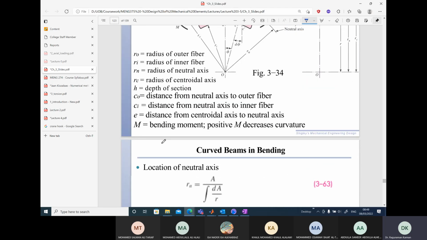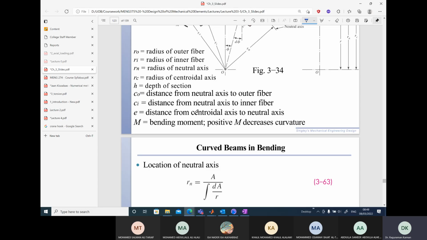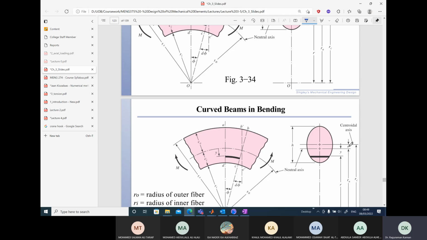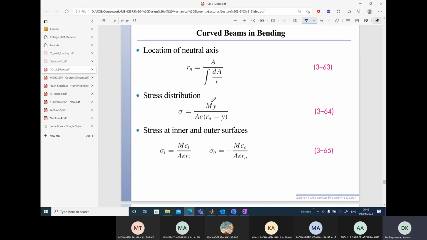Rn, how do we figure it out? Rn is obtained by this formula, area of cross section divided by integral dA over R. So once we find Rn, then we can find the other quantities. What is e? It is the distance from the centroidal axis to the neutral axis. So this distance is the e, eccentricity. So we can calculate e and then evaluate what is the stress.